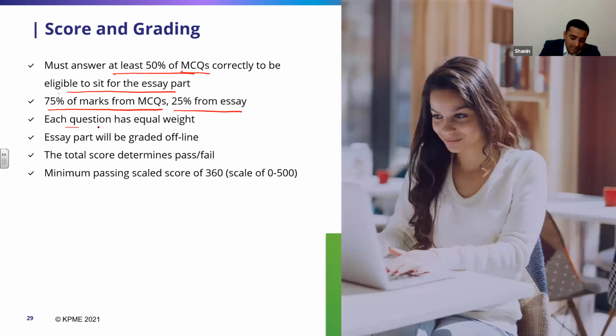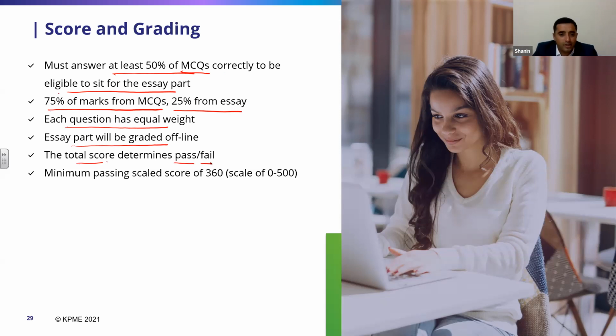Then understand that each MCQ has equal weight. There is no MCQ that is more important or less important. The essay part will be graded offline. Your MCQs are usually graded using the system itself, so they know how much you scored right after you give your exam. The essay part is graded offline, and someone is actually reading your answers. Your total scores will determine whether you pass or fail.